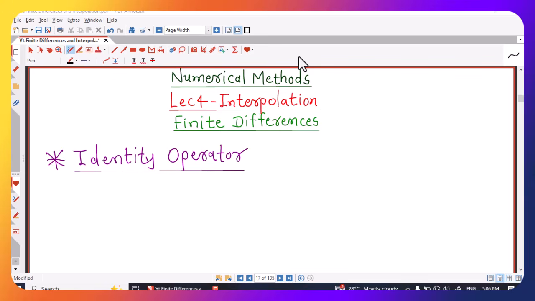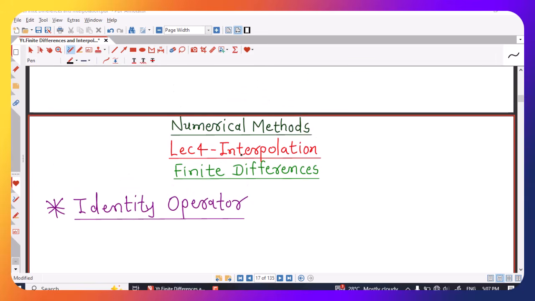Hello friends, I welcome you to lecture number 4 on interpolation. For the last 3 lectures we have been discussing finite differences, and we have seen different types of finite difference operators. In this lecture we are going to discuss the relationships between the finite difference operators which we have discussed so far.